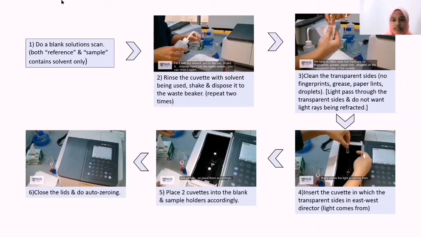Next is to insert the cuvette with the transparent side in the east-west direction, where the light will come. The fifth step is to place the 2 cuvettes into the blank and sample holders accordingly. We can close the lid and do the auto zeroing.